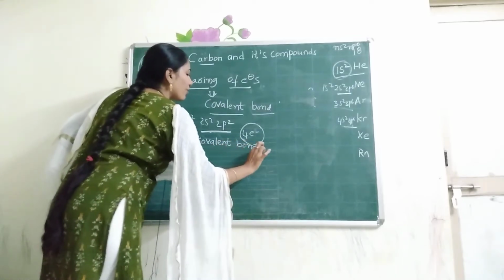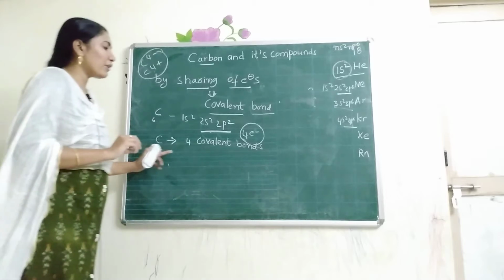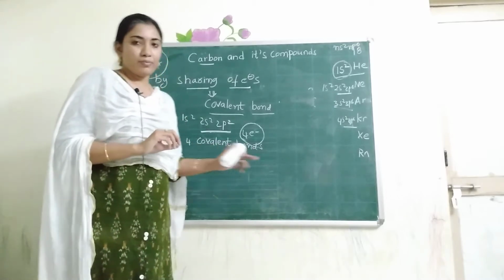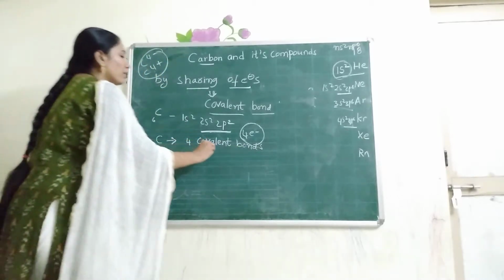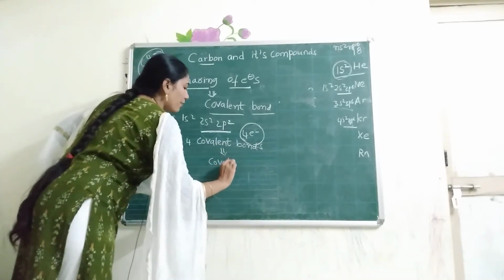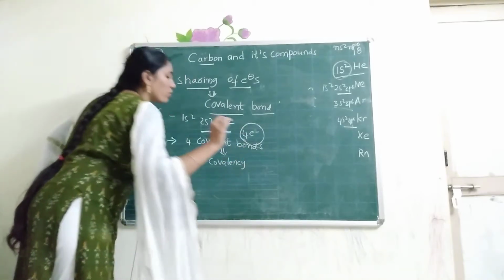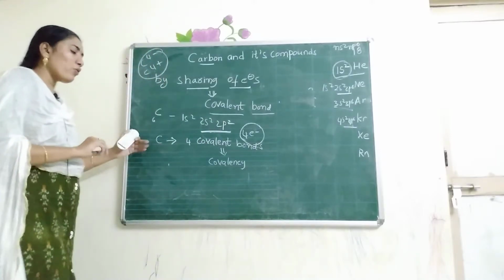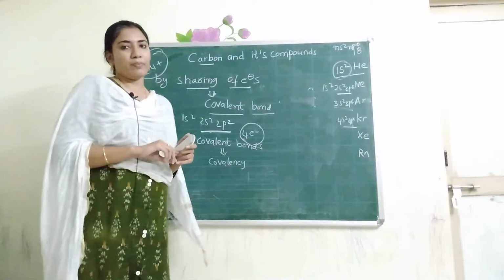So the carbon can form how many covalent bonds? The carbon can form 4 covalent bonds. Okay. The number of covalent bonds is called as what? Covalency. The number of covalent bonds is called covalency. Now tell me, what is the covalency or valency of carbon?